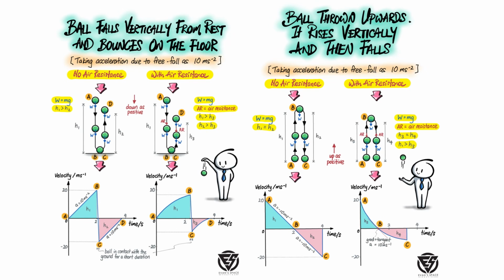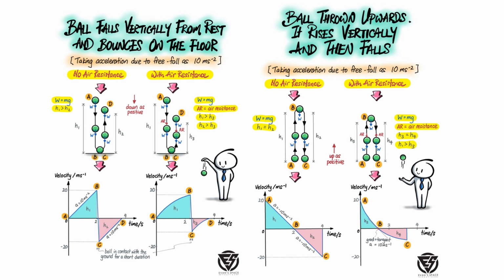In this video, we'll go through two scenarios. Firstly, the ball is released from rest and then it bounces off from the ground. And the other scenario is when you throw a ball up, it goes vertically up to the highest point and then it falls back to your hand.